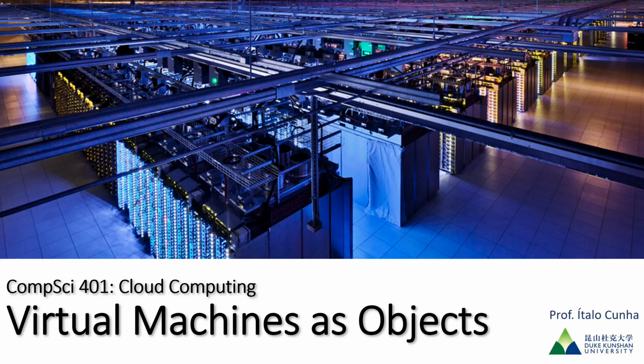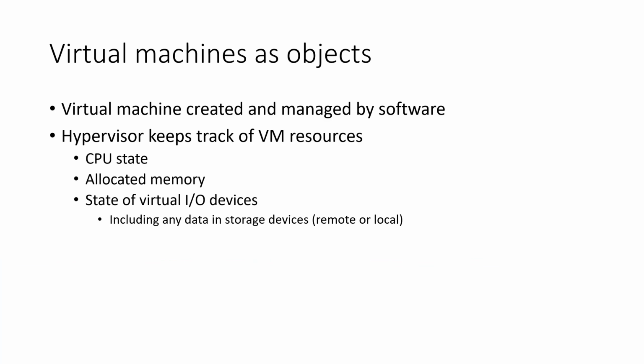Okay, team. In this video, we're going to talk about how virtualization allows us to handle virtual machines as objects. Virtual machines are created and managed by software, and the hypervisor keeps track of virtual machine resources. The hypervisor keeps track of the CPU state of the virtual machine, the memory that was allocated to the virtual machine, and also the state of the virtual input-output devices that the virtual machine is using.